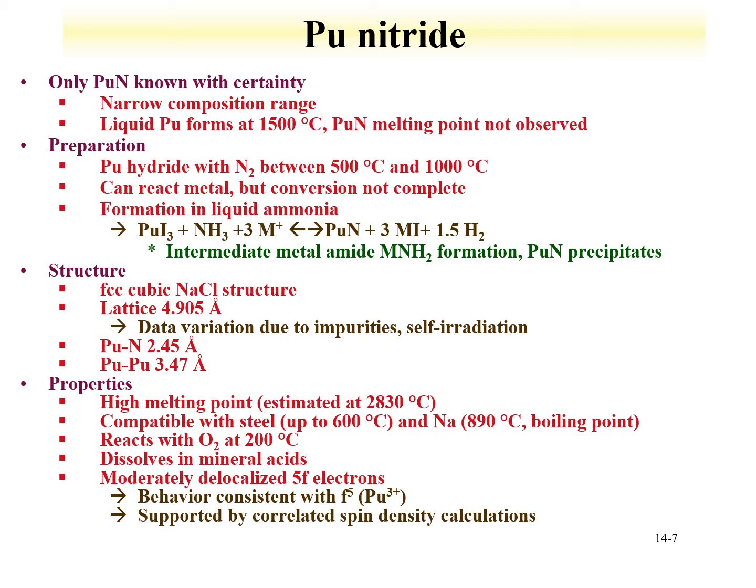As most nitrides, it reacts with oxygen and dissolves readily in mineral acids. The 5F electrons seem to be delocalized, which is a good property for fuel. This delocalization helps with having the plutonium nitride having good thermal properties that are compatible with what's needed for nuclear fuel.